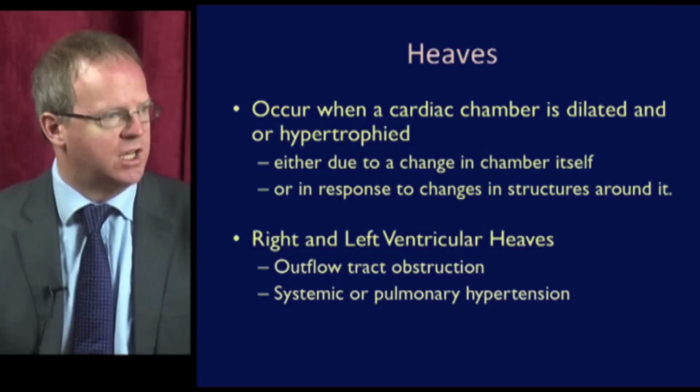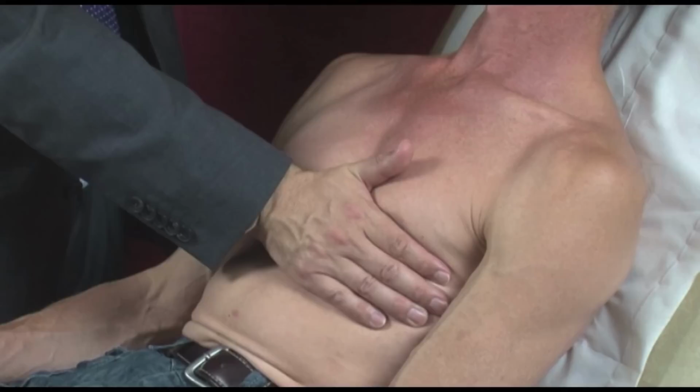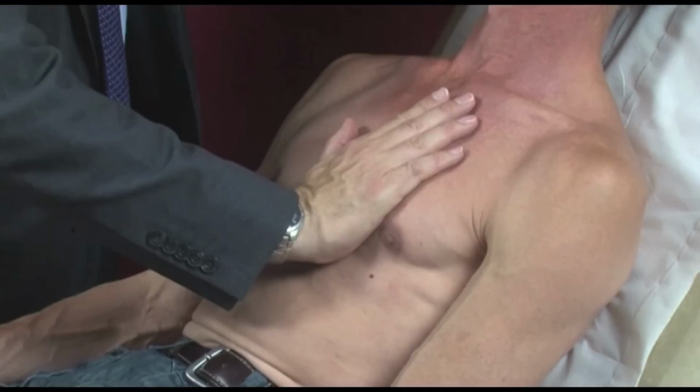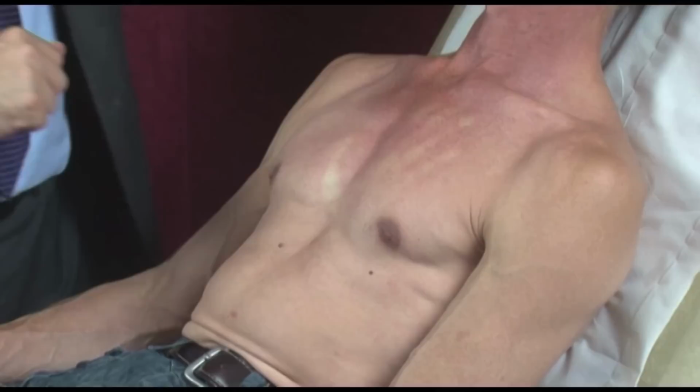A left ventricular heave is best appreciated with the hand flat across the base of the heart and is felt as a diffuse, sustained lifting of the chest. A double outward movement in the same area is characteristic of hypertrophic cardiomyopathy. If the hand is then rotated to rest over the left parasternal region, a right ventricular heave due to hypertrophy can be appreciated by a sustained lifting in this area.